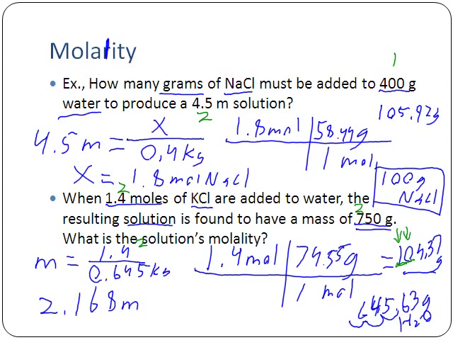Then when I subtract that from 750, that's the tens place. That means my answer should be around the tens place, so the 6 and the 4 are significant. That means this should have 2 significant figures. So I've got 2 for both of them, and my answer should have 2. My final answer here would be 2.2. And so the solution's molality is a 2.2 molal potassium chloride solution.